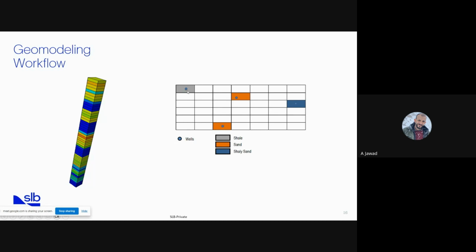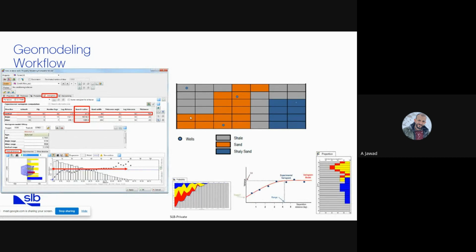So, for example, at this depth, which is maybe, let's consider, the top, if you have shale, all this 50 by 50 meter will be shale. If you have sand here in this well, all this will be sand, and so on. Okay. Now the next step is I want to fill the empty spaces between these wells, and here come the geostatistics.